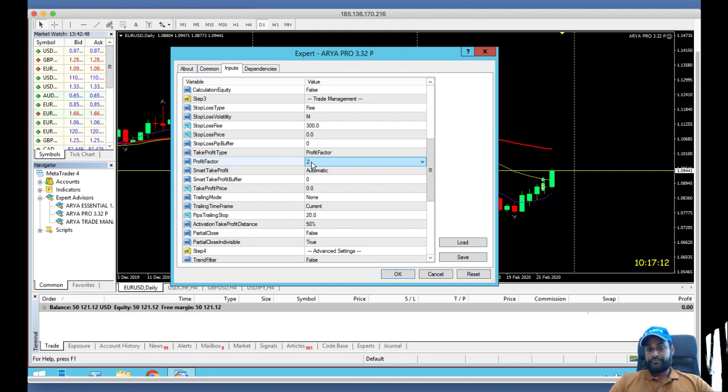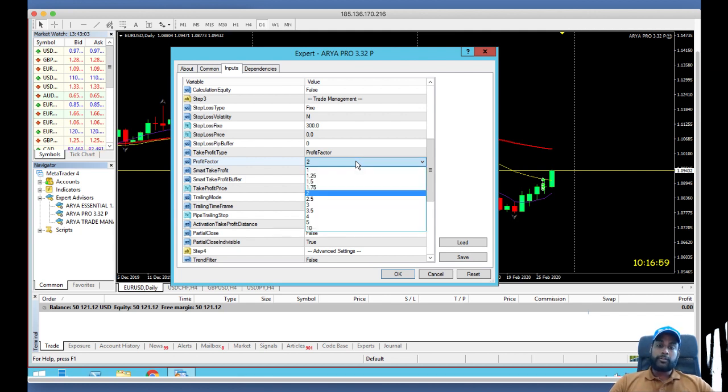Your profit factor is 2, so you multiply the stop loss fix by the profit factor and you get where your take profit will be. If I had a stop loss of 100 points here and a profit factor of 2, 100 points multiplied by 2 is 200, so I will have a take profit level 200 points below my entry price. But the principle is the same.